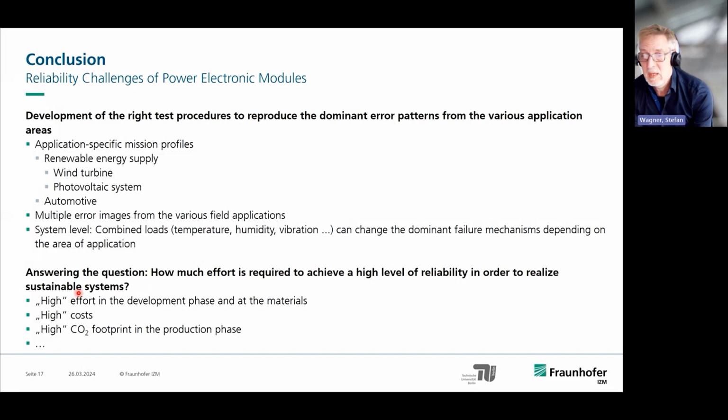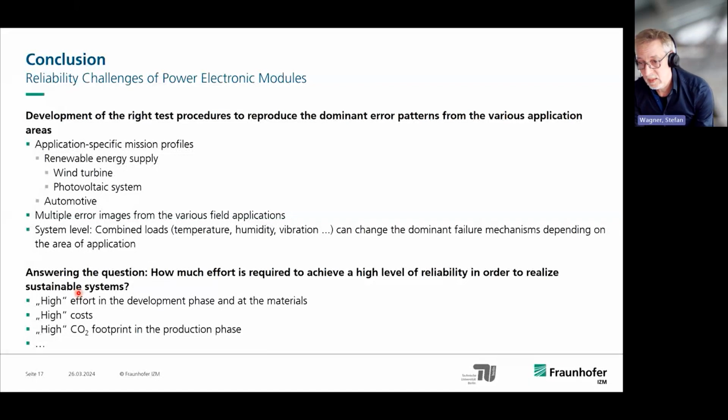Also for automotive, all these applications work in the environment, but the mission profiles are different, and you have multiple error images from the various field applications, and here is a big lag from the test to the field error images, and this is a very big challenge too in reliability.